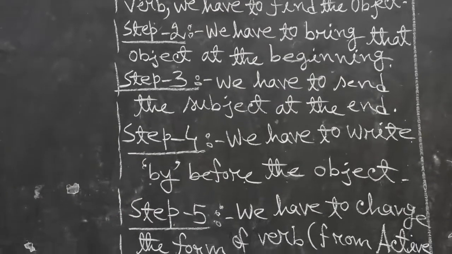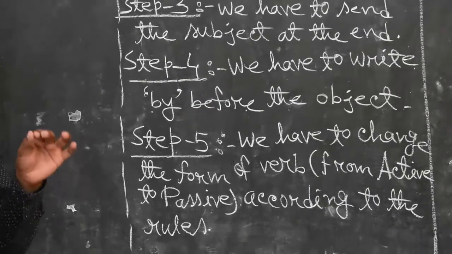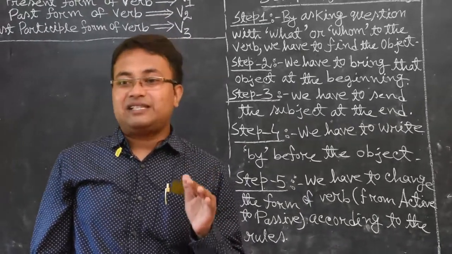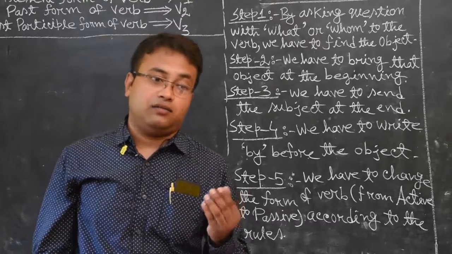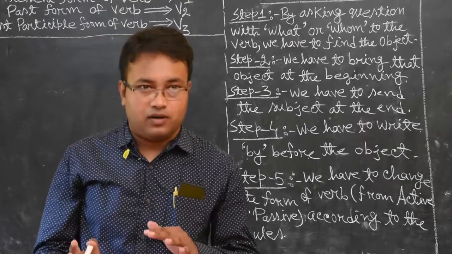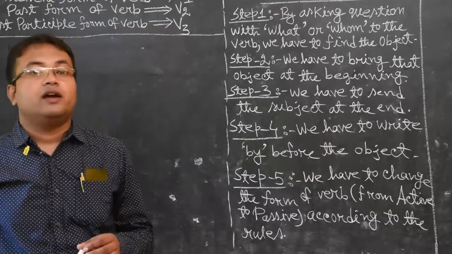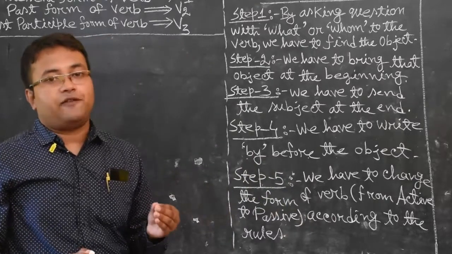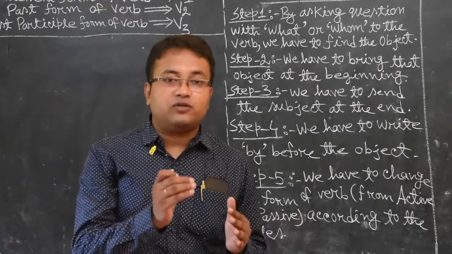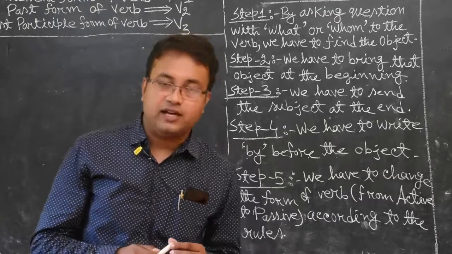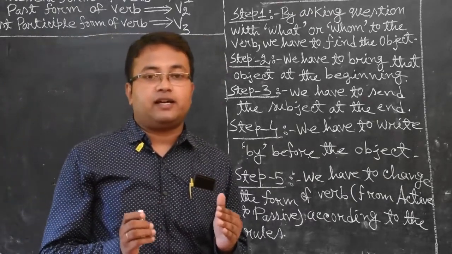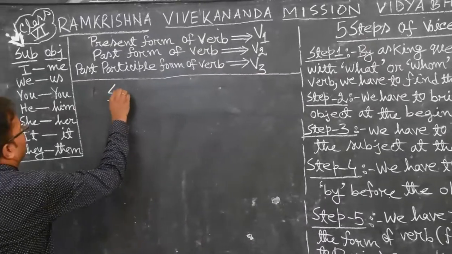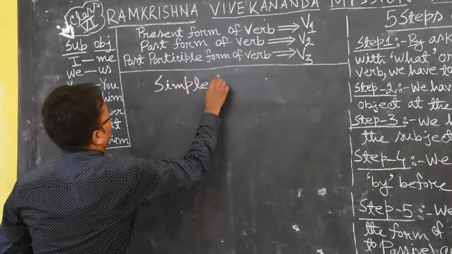Okay? As you know that in case of voice change, only 8 tenses are taken for doing active to passive. To make active to passive, we have to learn according to the tense and their rules. Okay? At first, we will take simple present tense.